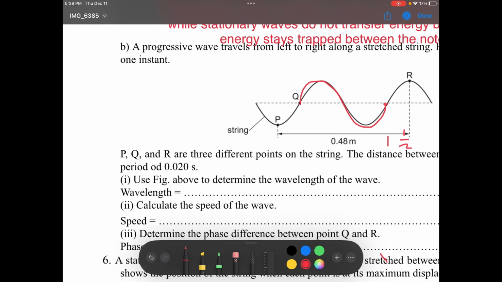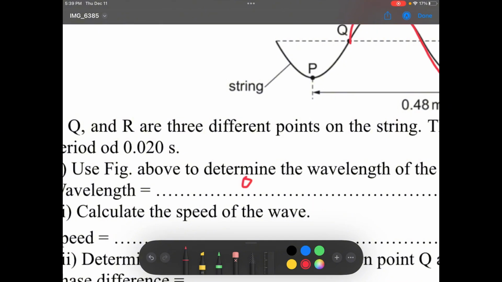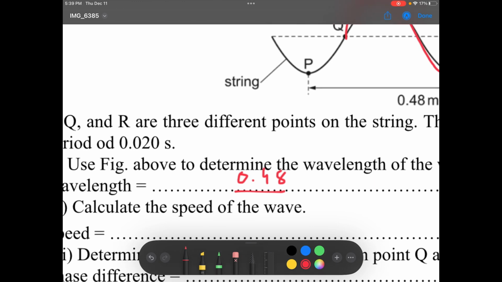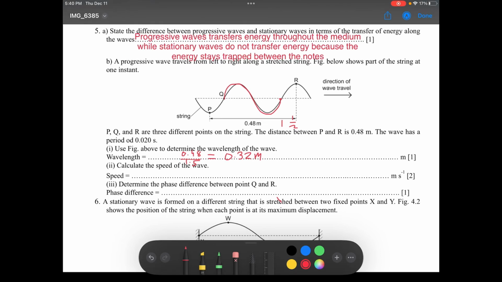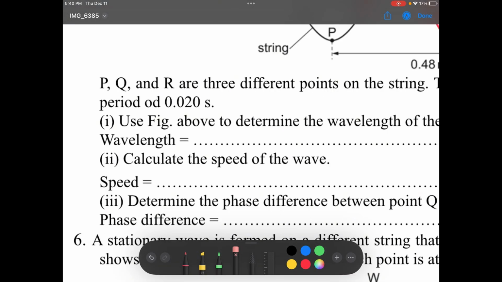So to get the wavelength, 0.48 divided by 1.5, which equals 0.32 meters. And that will be our answer. Calculate the speed of the wave.